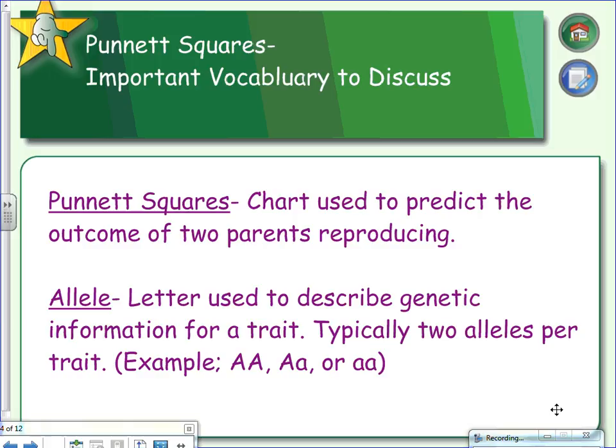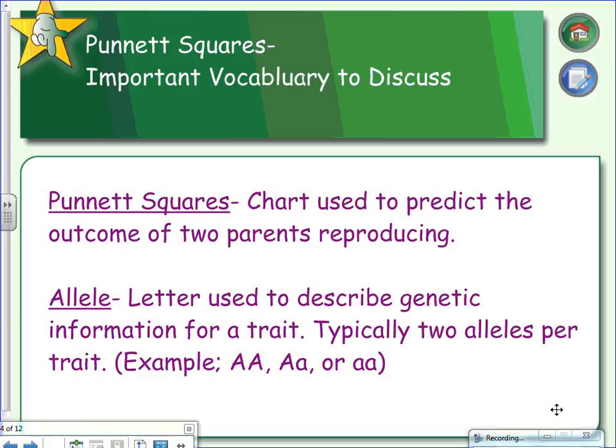Okay? Moving on, of course, a Punnett square. What is a Punnett square? A Punnett square is a chart used to predict the outcome of two parents reproducing. There are different sizes of Punnett square. We're going to focus on the Punnett square that has 4 boxes. And I'll show you a picture of that in just a second.